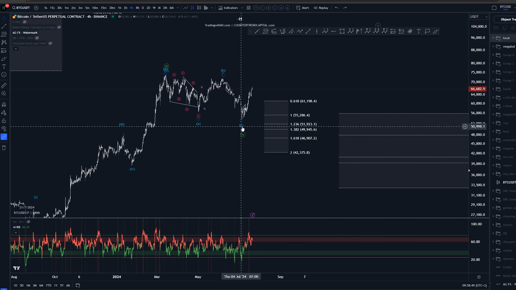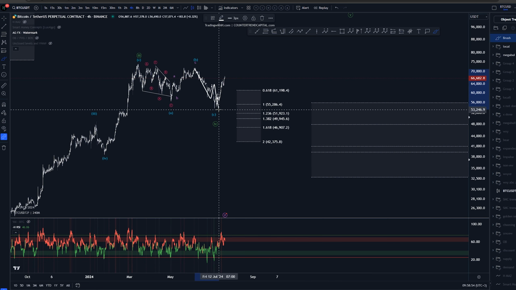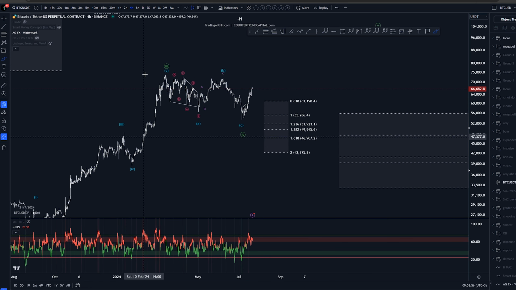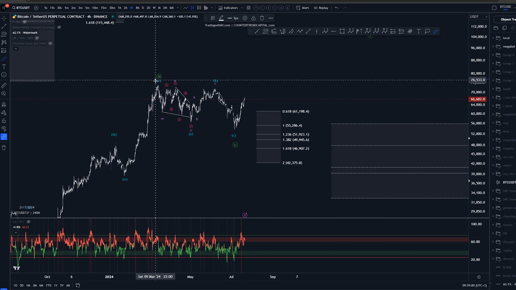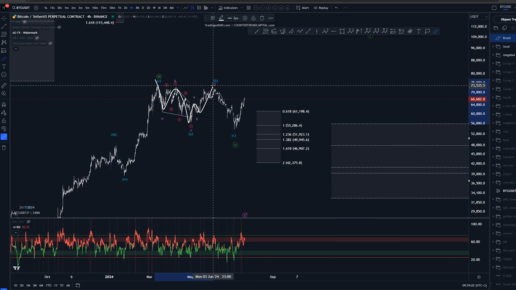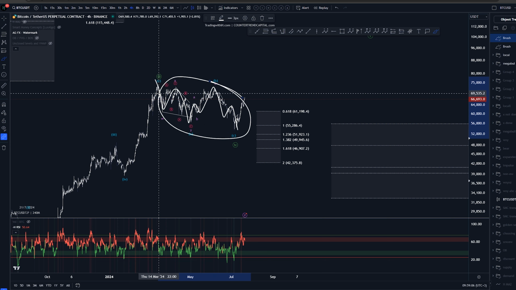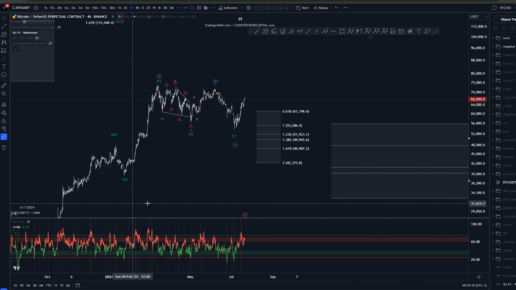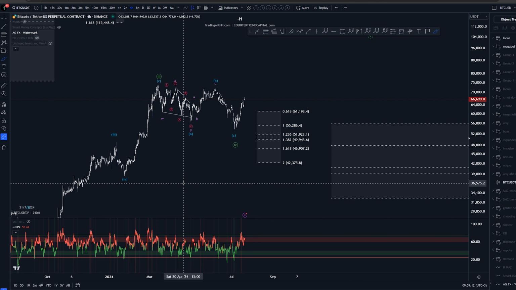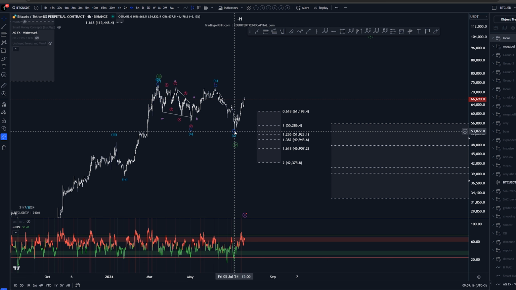This is definitely not the best looking 5 structure. It can definitely be labeled in 3, or with that WXY in mind, this whole thing can be labeled as a 3, 3, and then 3, giving it as a double zigzag, which is still in the zigzag family, which creates alternation for that previous correction, which was a flat. Okay, that leads us to this low that we had here.